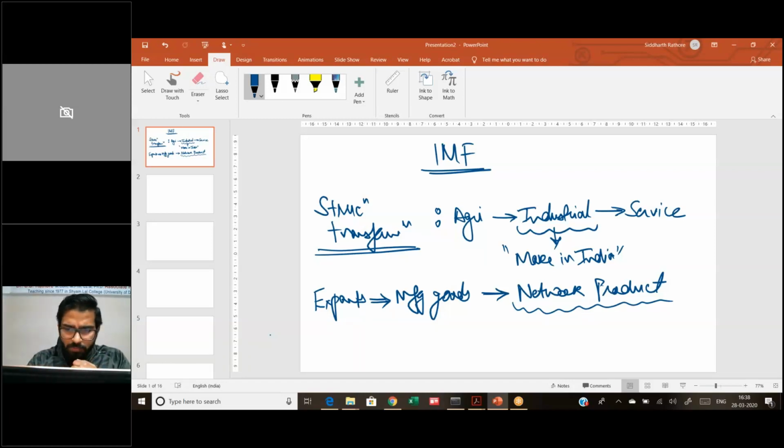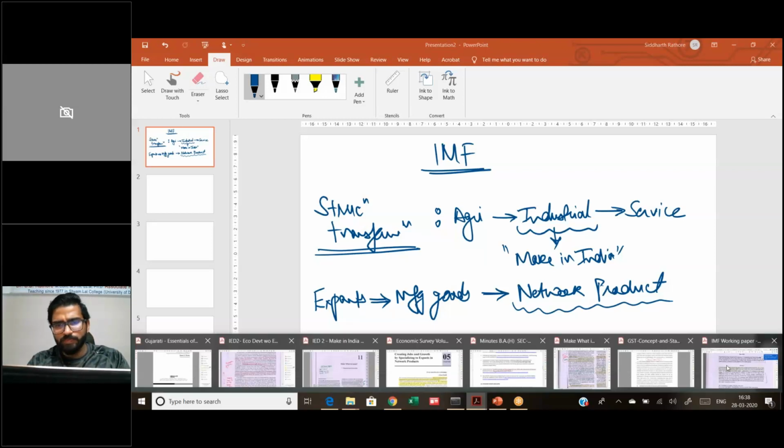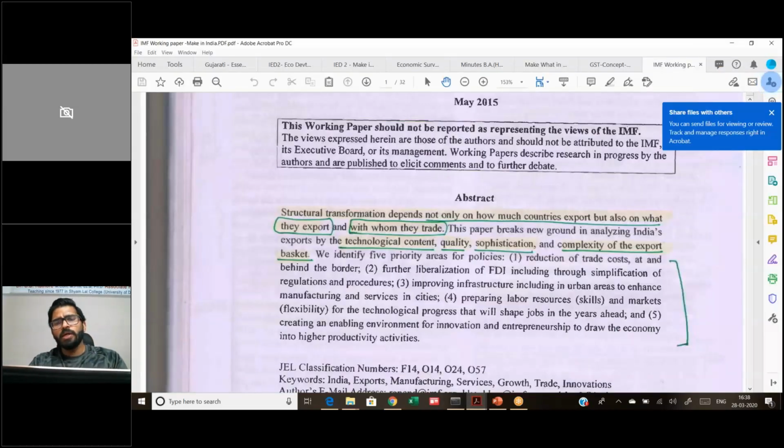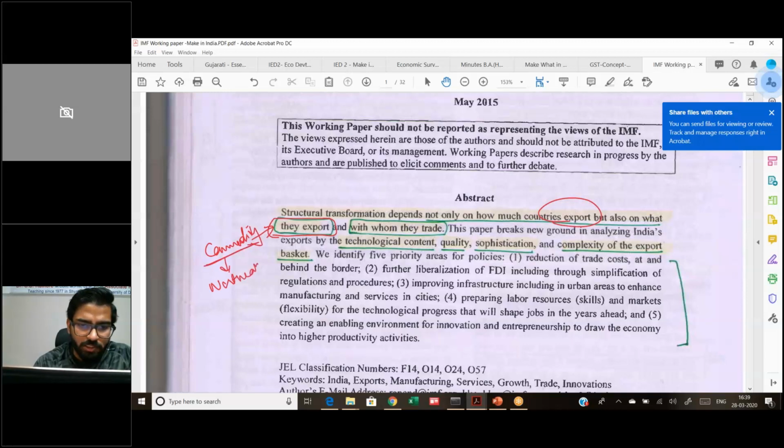So when we start this, it talks about how structural transformation matters not only on the amount of exports. Of course, exports do matter, but what also matters is what they export. What they export is the kind of commodity. As you can probably take a hint, eventually we are going to talk about certain network products, although the reading doesn't use this word anywhere.